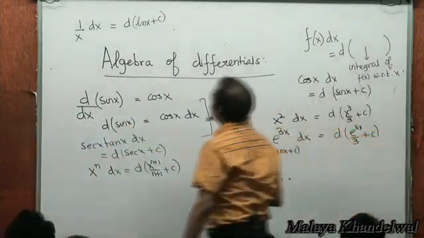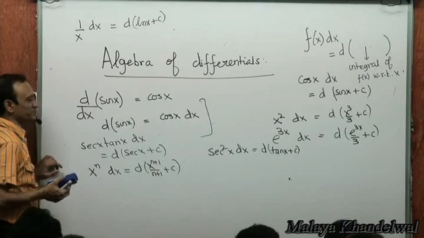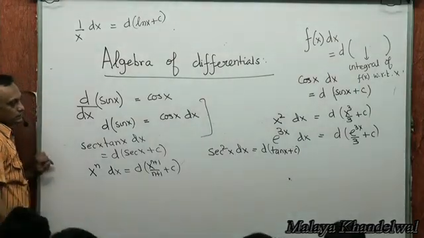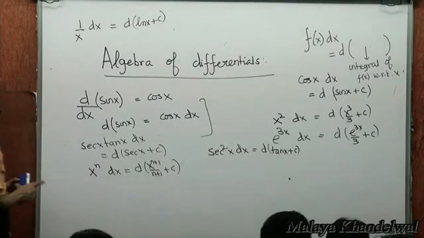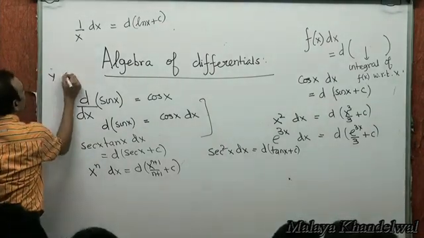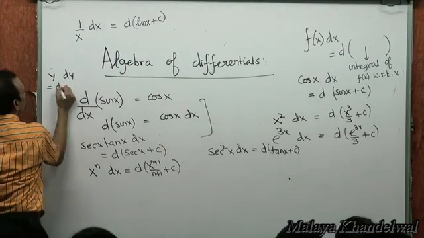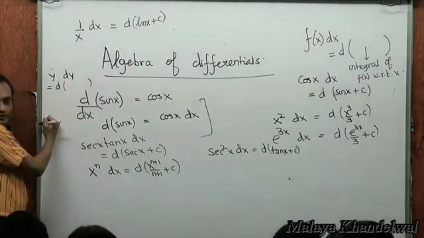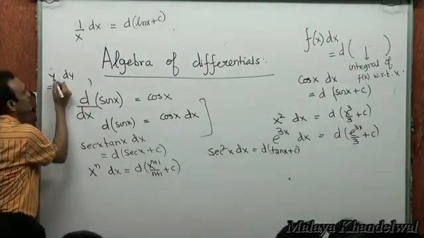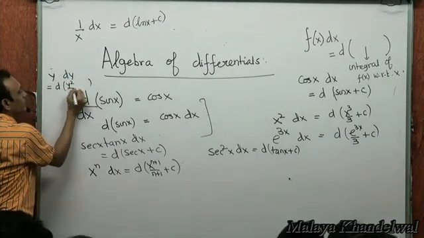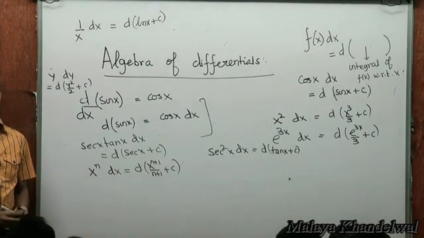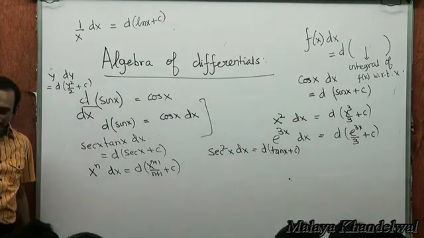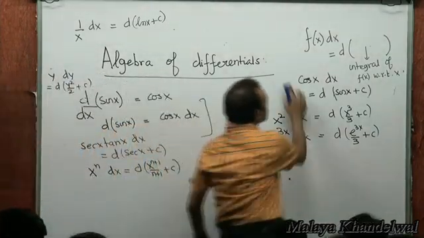Now, some basic facts about these differentials. If I had, say, y dy, what would this be? d of y²/2 + c, the integral of y with respect to y, which is y²/2 + c. C mostly is taken as 0, but it may not be. Got me?